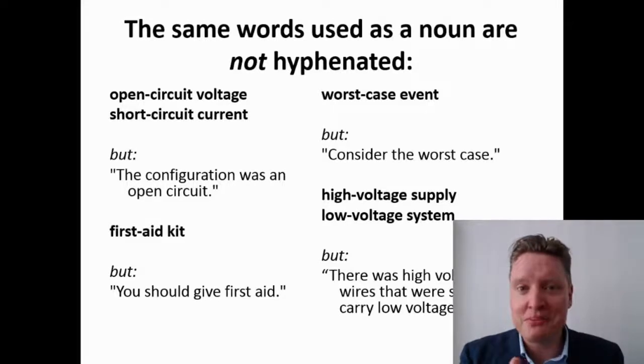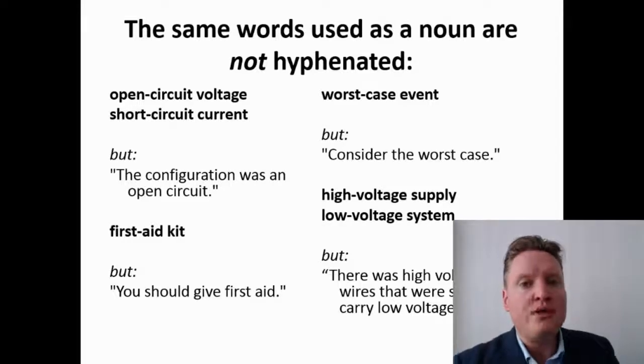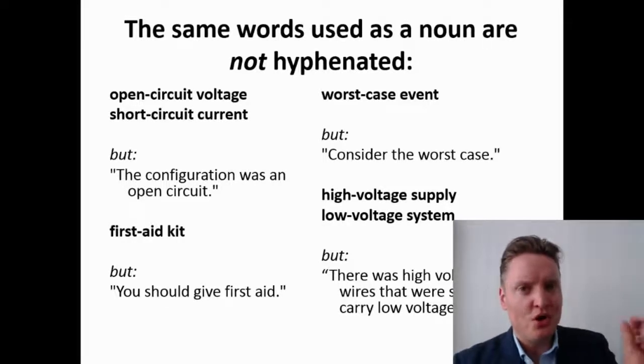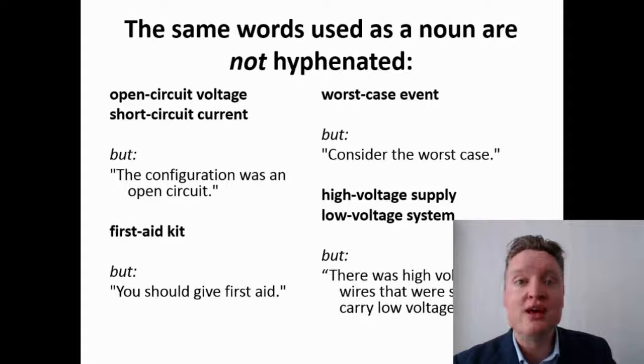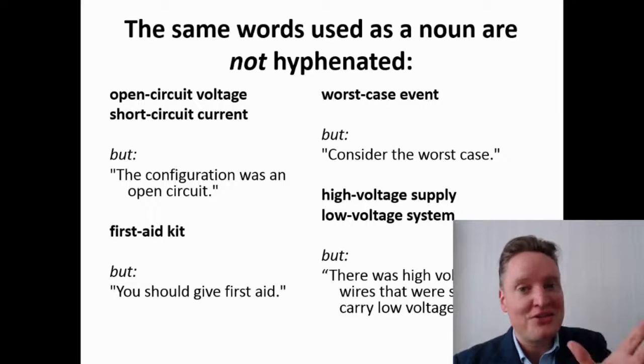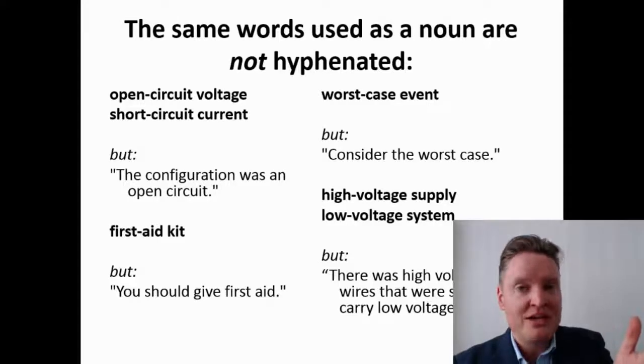Now, I want to show you some examples of how the same words used as a noun are not hyphenated. So we hyphenate them when they're an adjective, but not when they're a noun. Example, open-current voltage. Open and current both modify voltage, but the configuration was an open current. No hyphen because there's no noun following it. This is not an adjective in the second sentence, it's a noun. So rather than taking the adjective form with a hyphen, we remove the hyphen, and the meaning is the same, but we just don't need the hyphen.